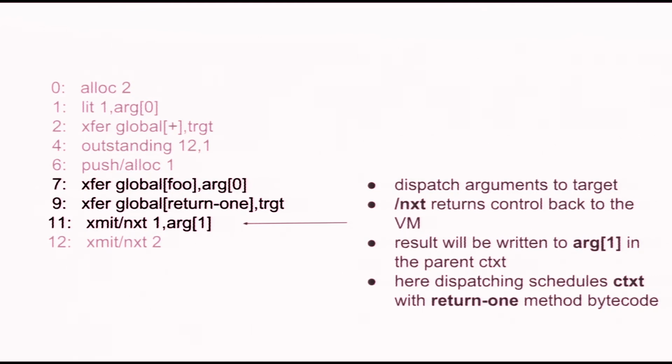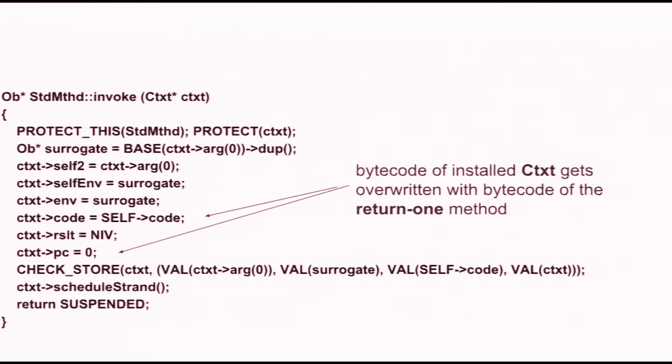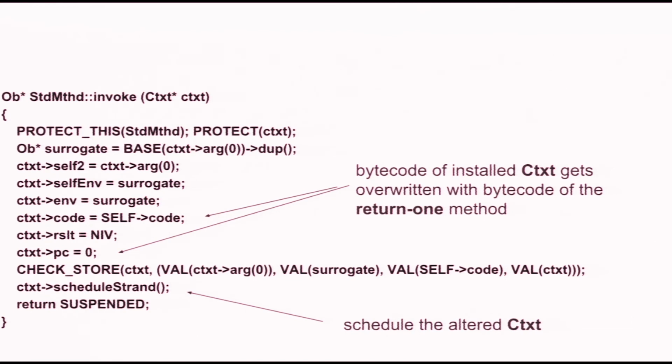And here, dispatch will also schedule a new context to the strand pool. And the new context will contain the return method bytecode. So at some point in the dispatch process, we will call this method here. What this method does is it gets the current context as an argument, and it will overwrite the code field with the bytecode of the return one method. And then it will schedule the just altered context.